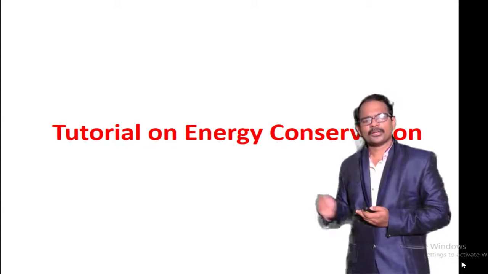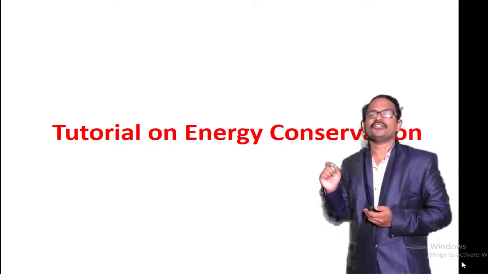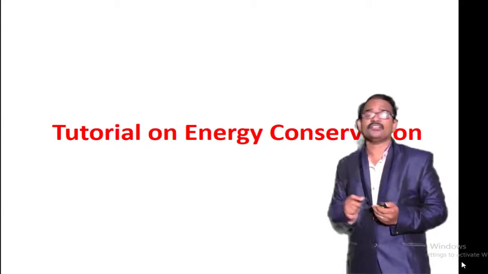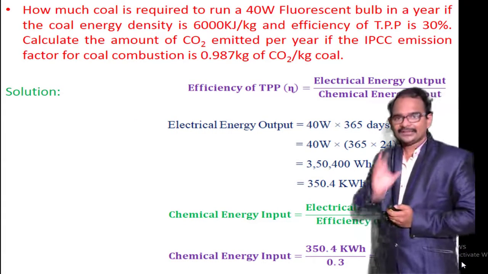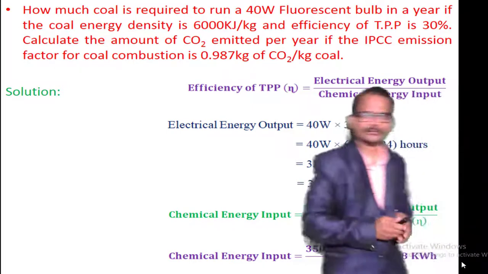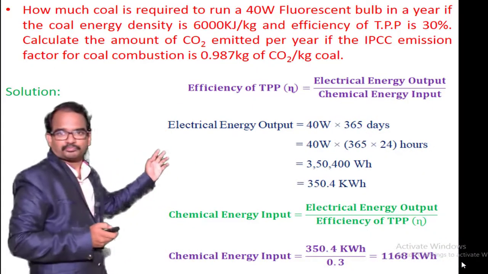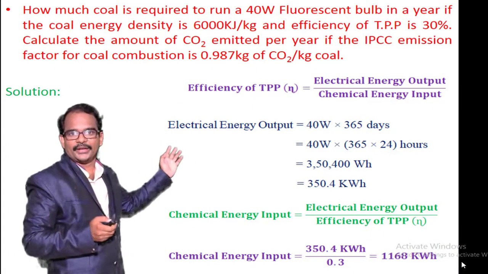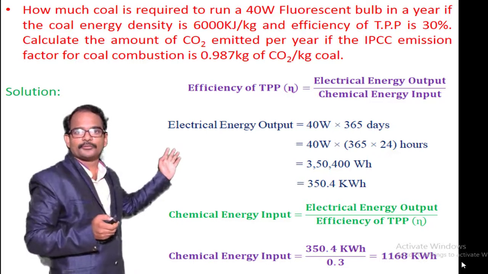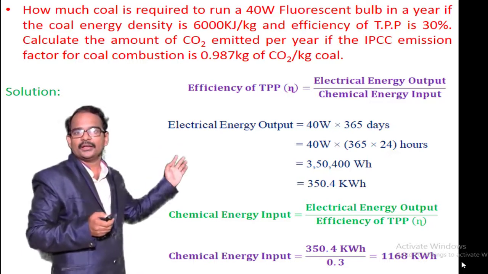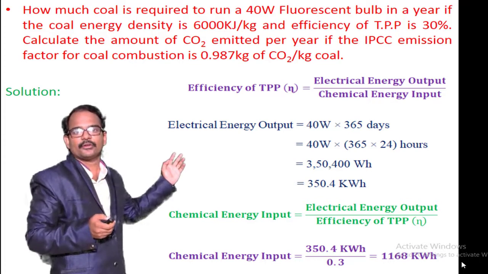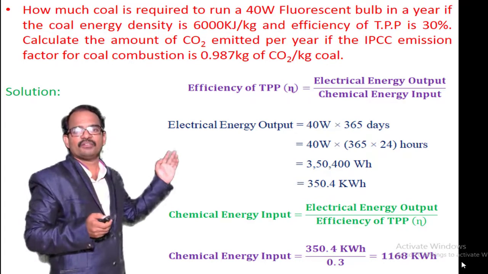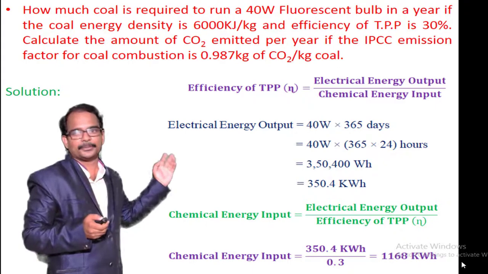Finally, let's talk about a problem on energy conservation. Let's see the importance of energy conservation by taking a small day-to-day example. Let's take this problem. How much coal is required to run a 40-watt fluorescent bulb in a year if the coal energy density or calorific value is 6000 kilojoules per kg and the efficiency of a thermal power plant is 30%.